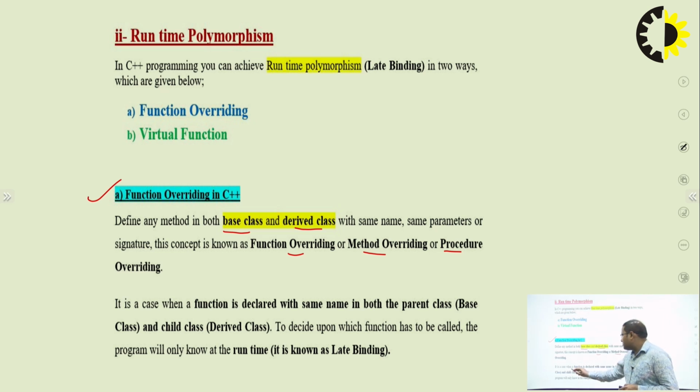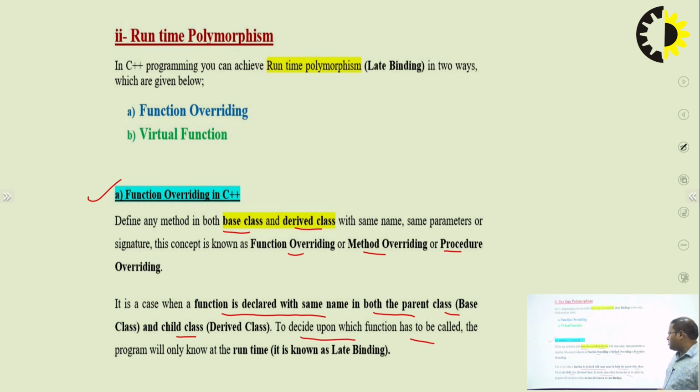It is a case when a function is declared with the same name in both the parent class and child class. It means a function having the same name in the base class as well as in the derived class. To decide which function has to be called, the program will only know at runtime, so it is known as late binding.